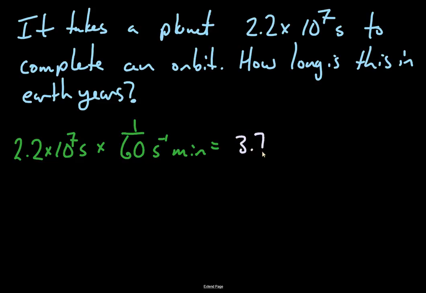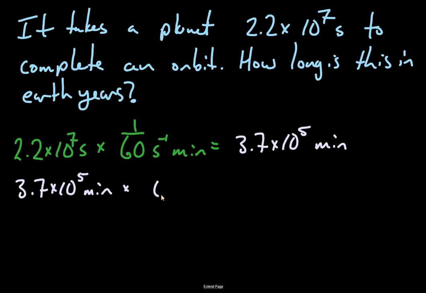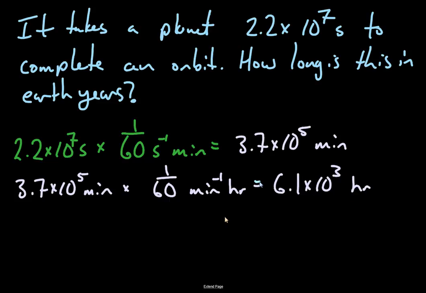It's something like about 3.7 times 10 to the 5 minutes. Okay. 3.7 times 10 to the 5 minutes times 60 minutes every hour. Again, no good. We got to invert it. Okay. Get 6.1 times 10 to the 3 hours. Well, this is going to be a fast orbit. Holy. Okay. So 6.1 times 10 to the 3 hours.